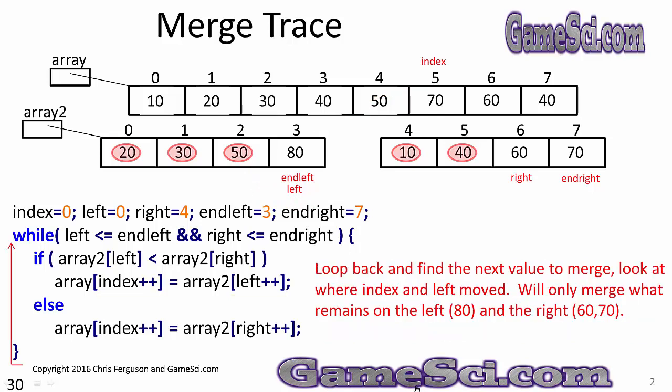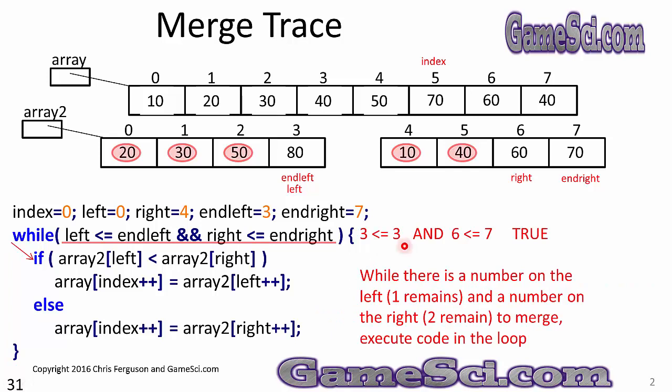Hit the end of the loop, go back up, and find the next value to merge. Look at where index has moved. This is our new target position. Look at where left has moved. We still have an 80 on the left side that we need to merge with the right side, which contains 60 and 70. 3 less than or equal to 3 is still a true statement. 6 less than or equal to 7 is still a true statement. If both sides of the AND are true, the whole thing is true. While there is a number on the left and 1 remains, and a number on the right, 2 remain to merge. Execute the code in the loop.